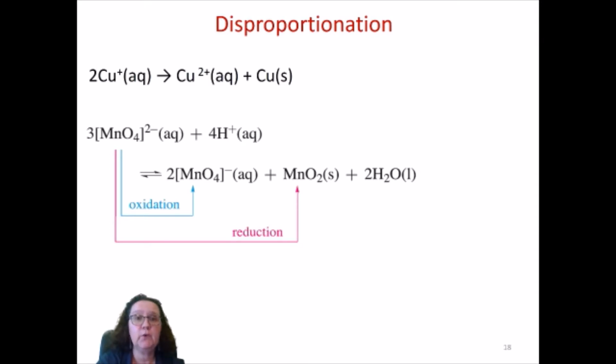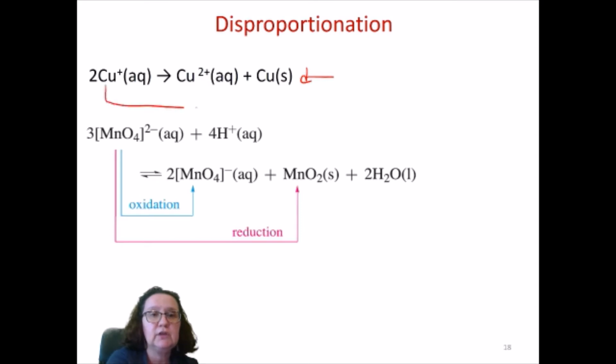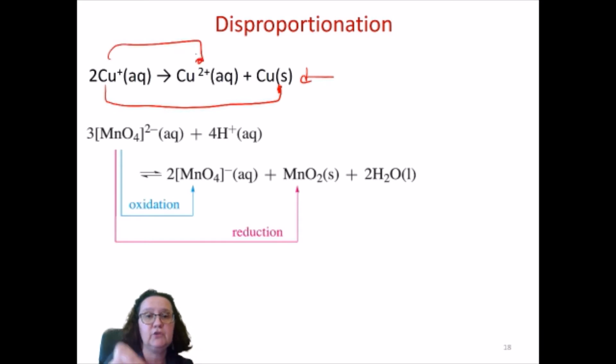Disproportionation is when a particular element is able to both reduce and oxidize. And it happens to a few elements in particular oxidation states. So for example, in this first example, you've got copper 1, copper plus, that can both go to copper solid, undergo a reduction, and to copper 2 plus, therefore undergoing an oxidation. So we say that copper has disproportionated in these conditions.